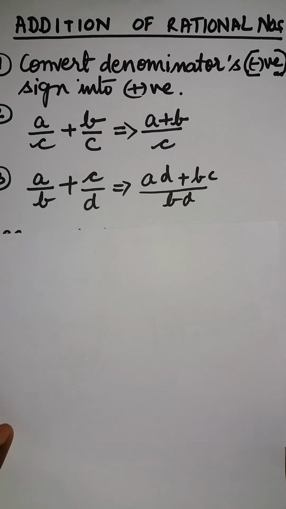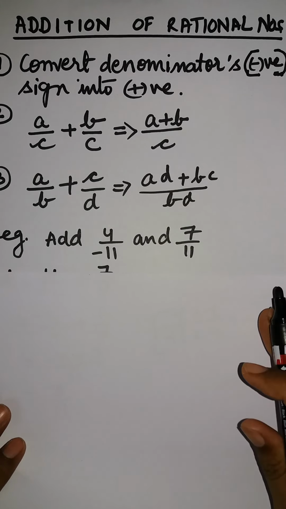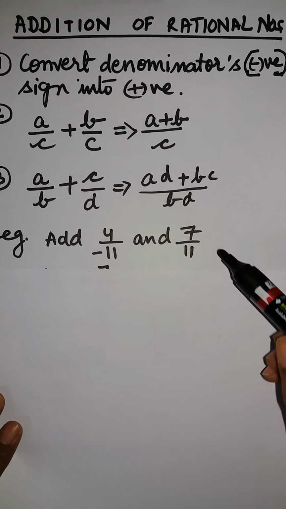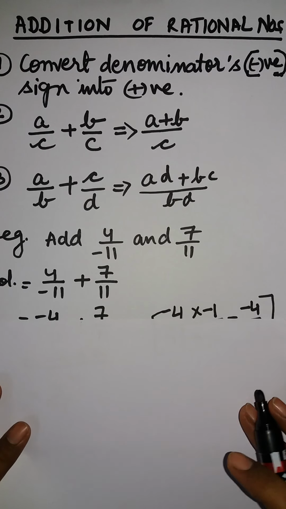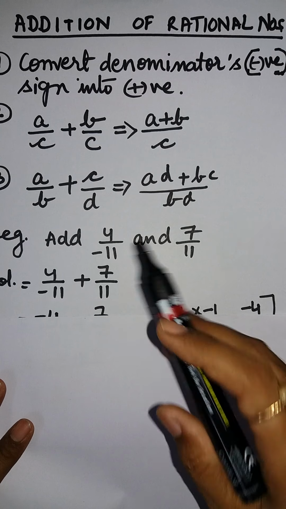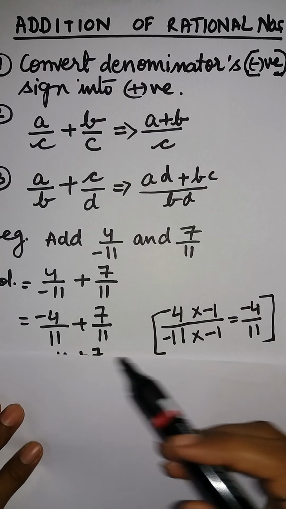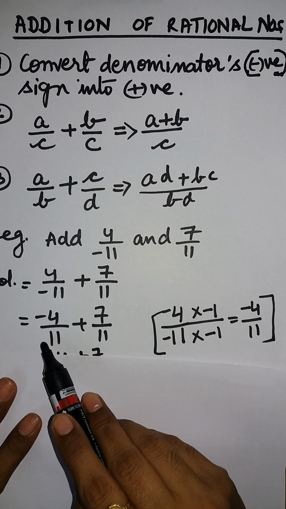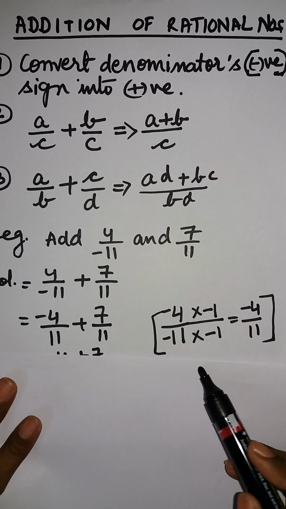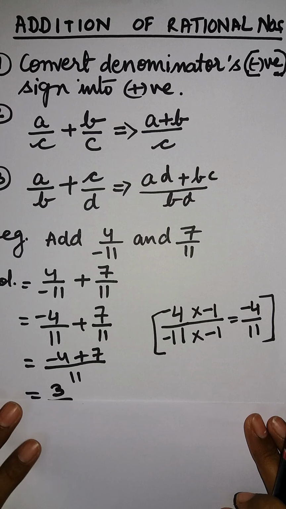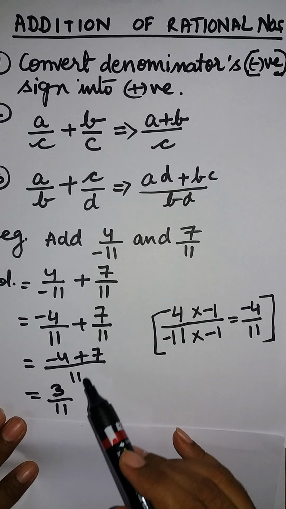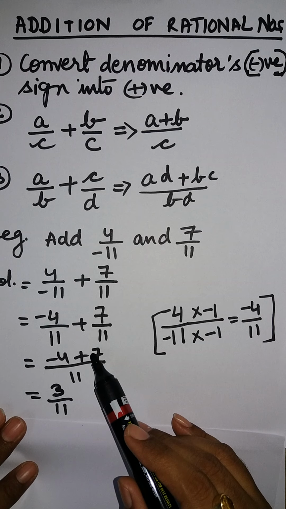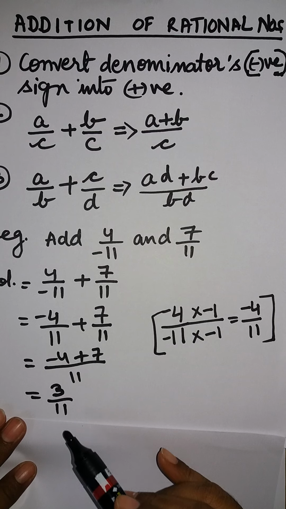For example, add 4 by minus 11 and 7 by 11. We write them in this form. Then we change the sign of the denominator from negative to positive by using this process, and we solve that. We have the same denominator, we write it as it is, and then we add the numerators and we get the result 3 by 11.